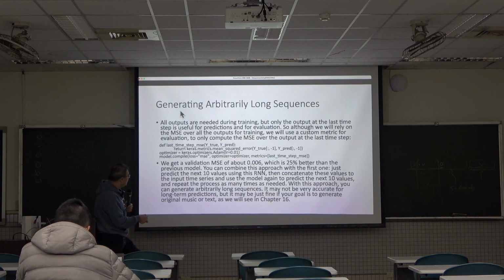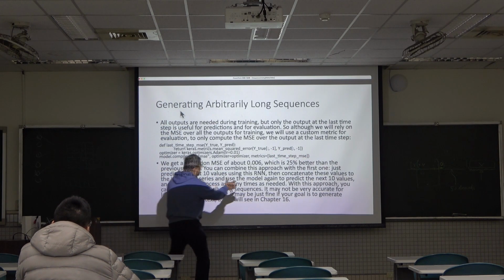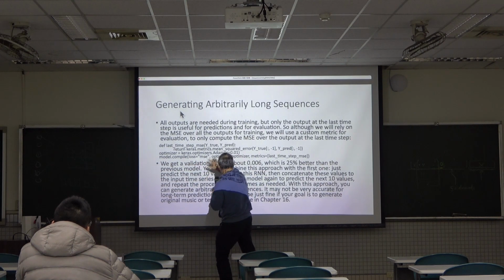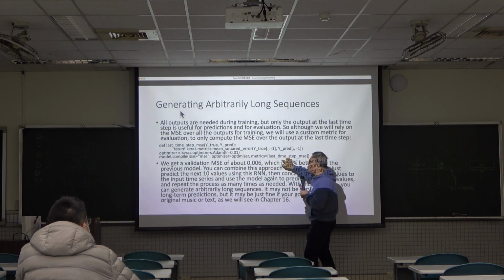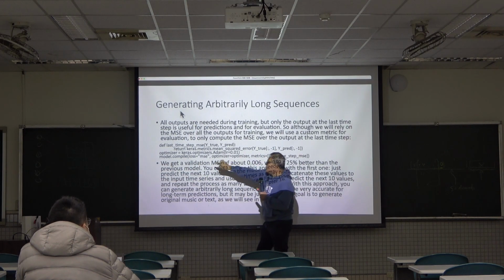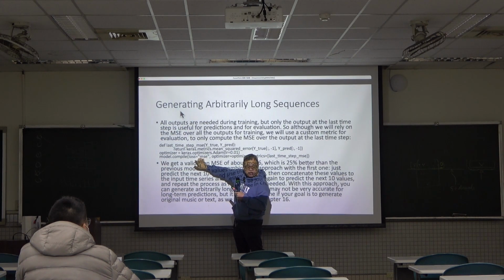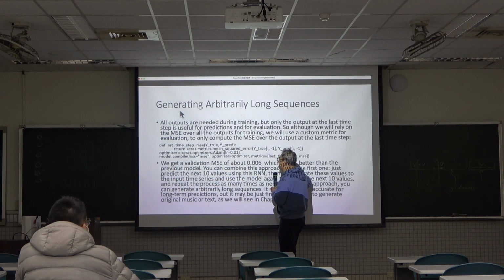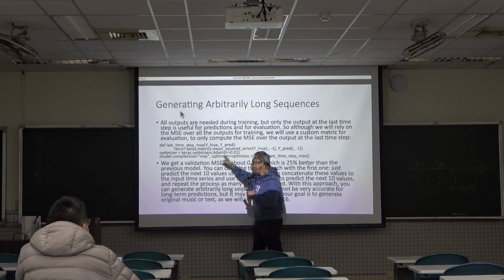We use Adam here, and then we compile our model, which uses the loss function MSE, optimizer is Adam, and the metric is the last time step MSE. So these two are different. This one is to measure the performance of the model. This one is used during training. You need to be very careful to understand the difference between these two.